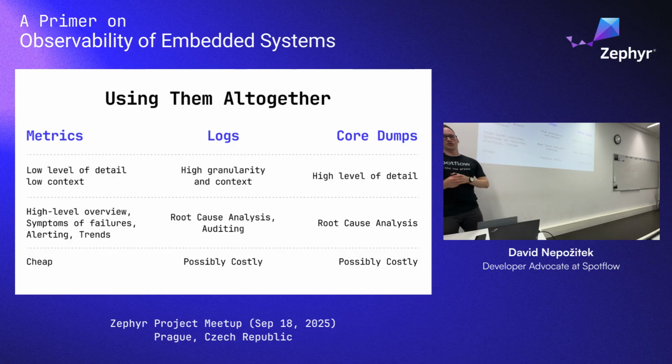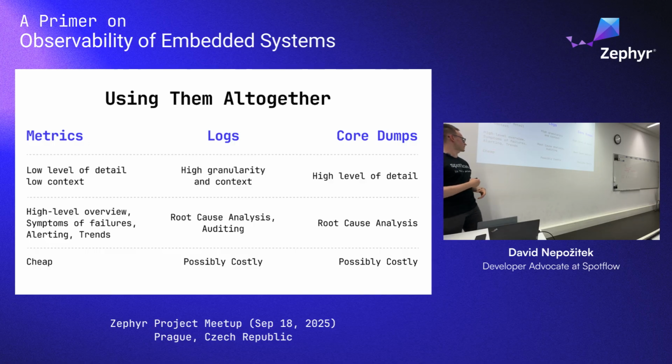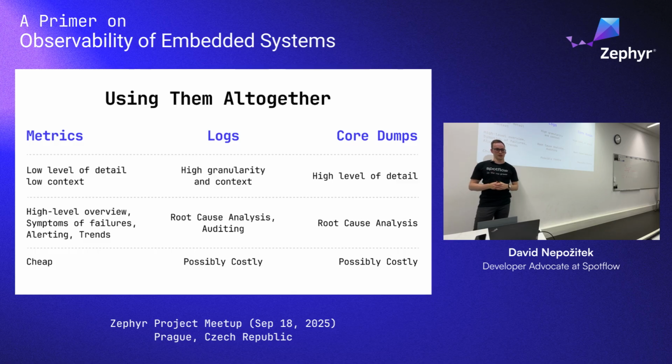Then I would use metrics if you wanted to get at least a high-level overview of the system. It is easy to define alerts based on the metrics. You can see some trends, and they are not as detailed, obviously, as for example logs, but they are also very cheap, both on the device side and later, for example on the cloud side, on the storage side.